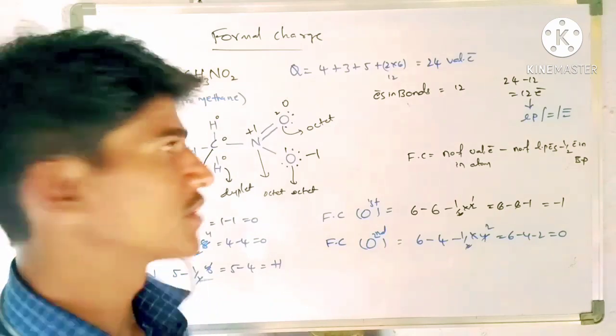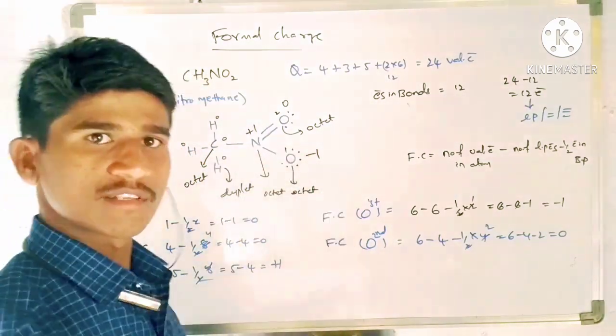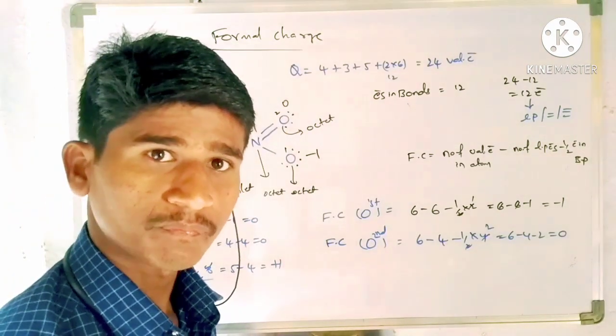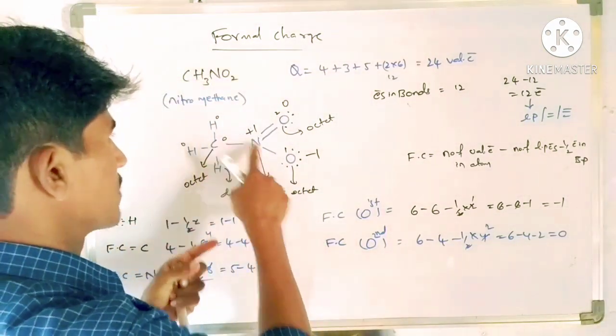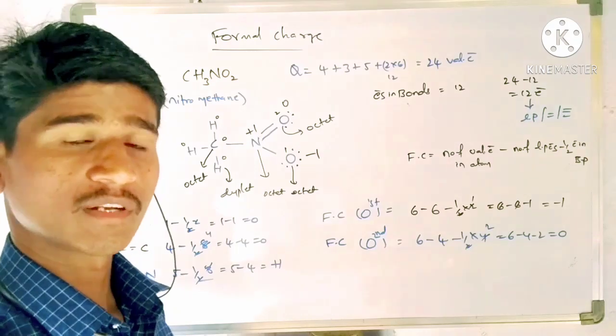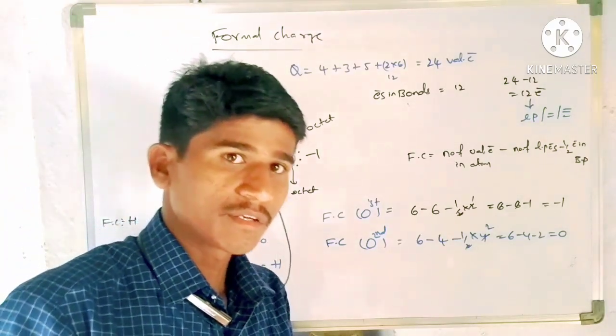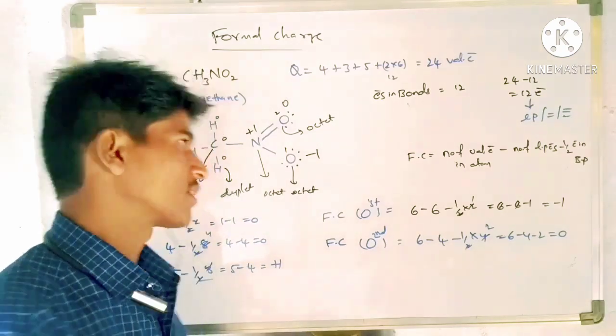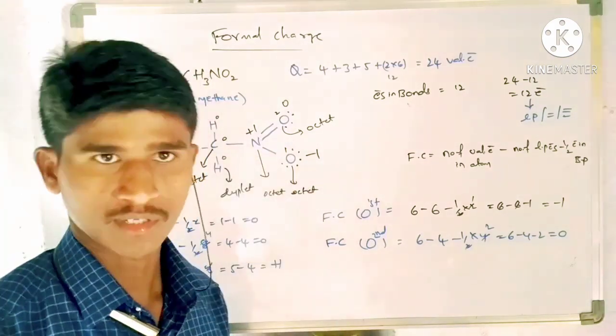Now you can see that plus 1 and minus 1 together make 0. So what is the charge of the molecule? The charge of the molecule is 0. But the formal charge for nitrogen is plus 1, and for oxygen it is minus 1. We always have to remember that the highly electronegative atom gains the negative charge, and the atom attached to it gives the positive charge.